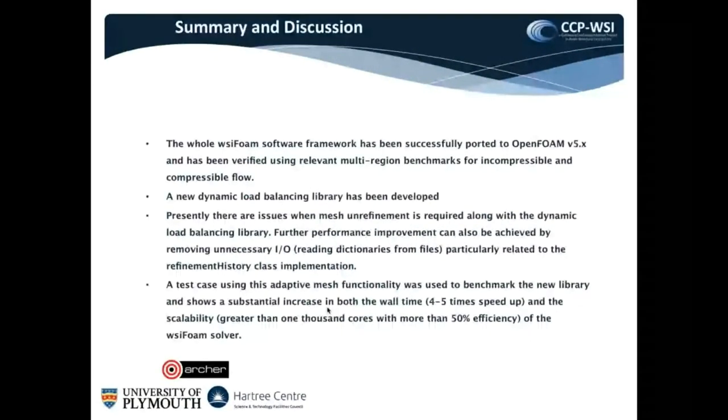Yeah, just to give a summary and discussion. So basically, the whole software framework has been ported to OpenFOAM 5.x with the benchmarks validated. And we also developed a new dynamic load balancing library for wsiFoam, and it can also be used by other applications with very small effort to adapt. There is also ongoing work. There are some issues which are more IO related. There are a lot of IO calls during your simulation, and this is a key feature of OpenFOAM, but for performance it would not be a good idea. So we need to think about how to get rid of this.